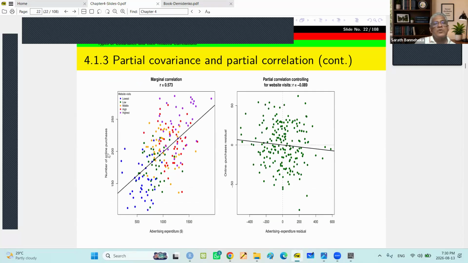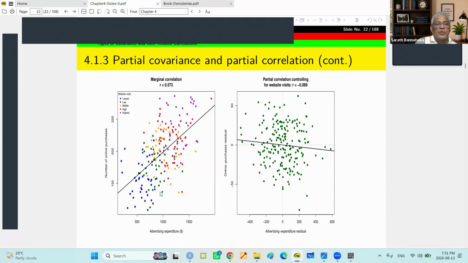So this is the overall picture before removing the effect of z. Number of website visits I have categorized into several groups with different colors. Blue indicates the lowest and purple indicates the highest level. Overall, it looks like there is some positive linear association between the number of online purchases and the amount of advertising expenditure.